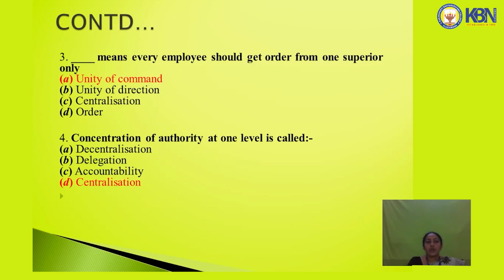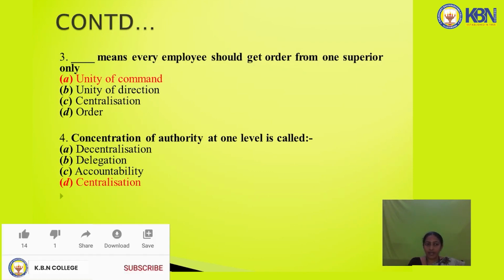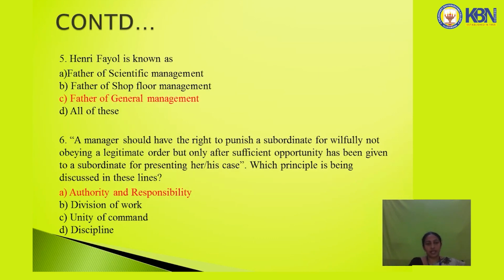Next one, which means every employee should get orders from one superior only. Unity of command, unity of direction, centralization or order. Unity of command is the right answer. Only one superior will command an employee. And concentration of authority at one level is called decentralization, delegation, accountability or centralization. Option D is the answer.